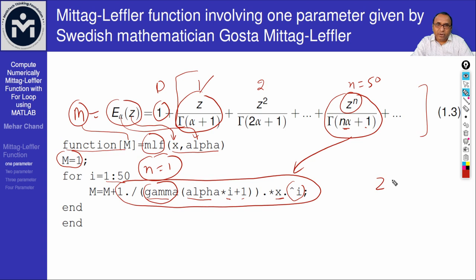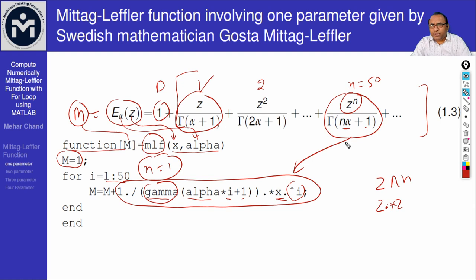But this also will create an array like z into z. So for that, we need element by element product. We have to use the dot at this place for the product purpose. Okay, so here we are using dot. So from this place we have this term.